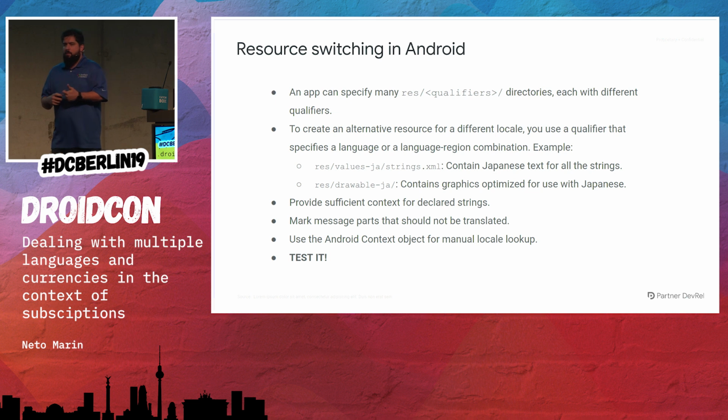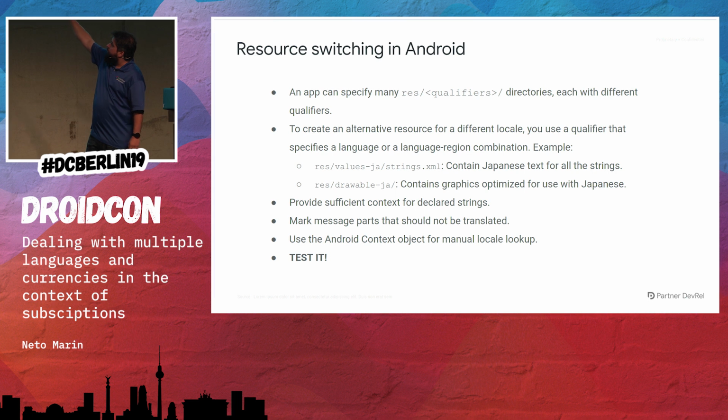But how can I use a different icon for Germany and for Japan? It's by using drawable dash and then the name of the country code. And also, if you're not familiar with how the system chooses which qualifier shows first, on developer.android.com there is a list of how the qualifiers work, but I'll just do a very brief explanation.